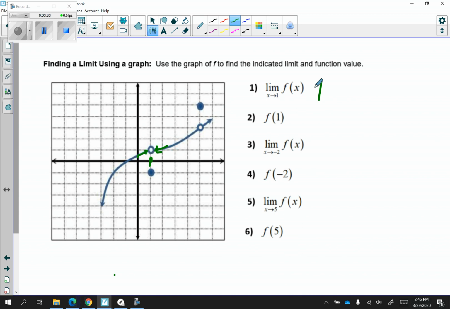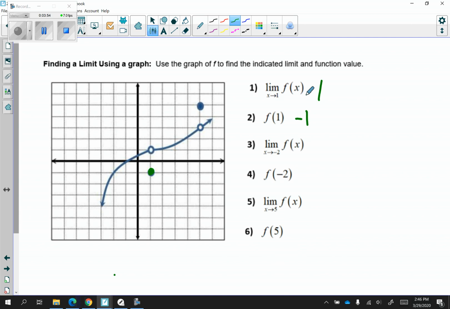Now, for number 2, it says f of 1. Now, I want to figure out, if I substituted a 1 into my function, what would I get? Please remember that I have an open circle at 1, but a closed circle at negative 1. The closed circle would be my solution.